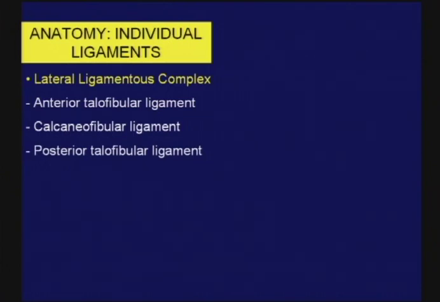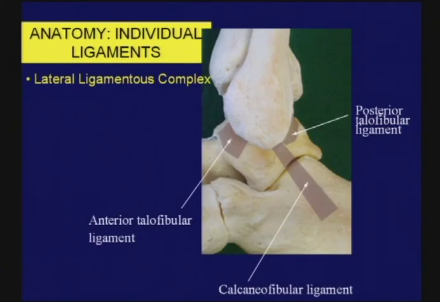There are three major ligaments in this particular complex: the anterior talofibular, the calcaneofibular, and the posterior talofibular. I'm going to show you a couple other minor ligaments and one debated ligament in a little while, but these are the three major ligaments that compose the lateral ligamentous complex. So let's draw them on a skeleton and let's look at them first briefly and then in more detail.